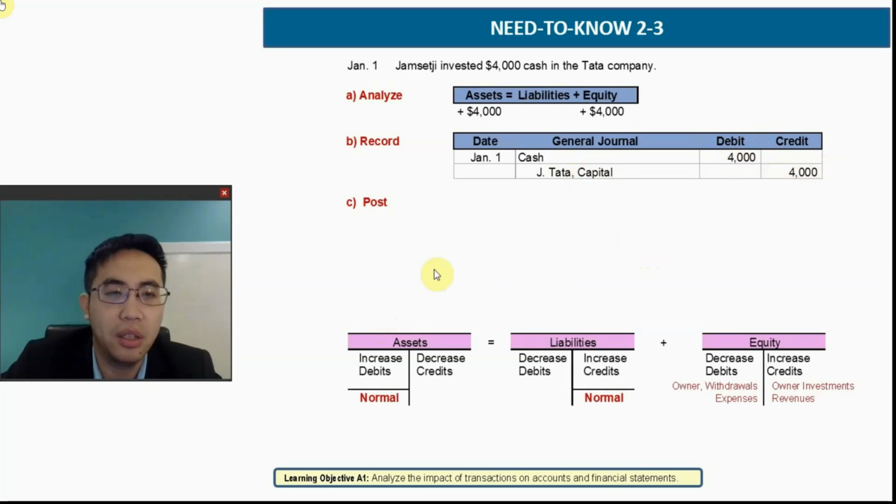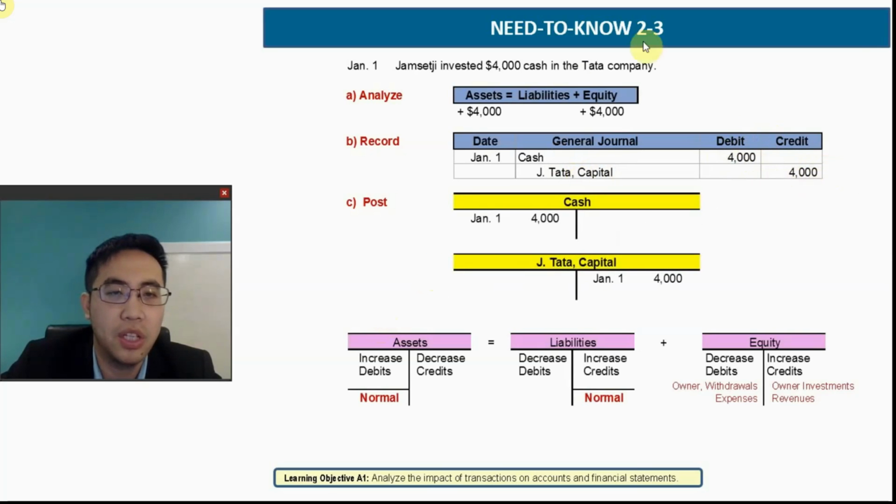Then if you post to the general ledger accounts, you will see that two items are involved here. One is cash and the other is owner's capital. Cash increase is a debit, and owner's capital increase is a credit. In later events or transactions, anything related to cash will be recorded in this ledger, and anything related to equity or capital will be recorded under this ledger.